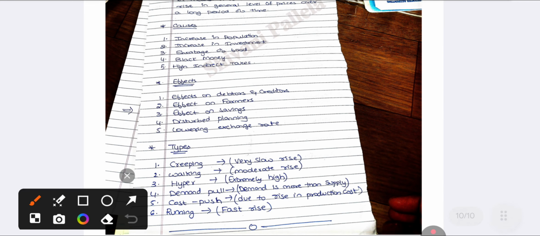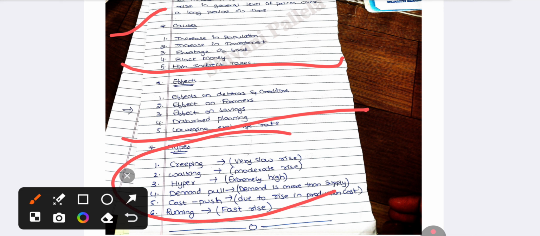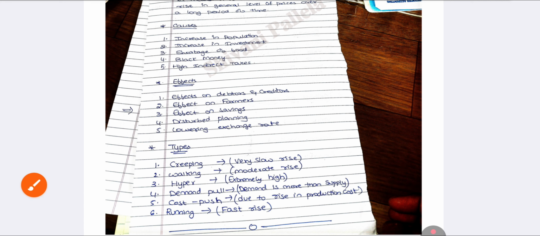Inflation: what is meant by inflation, what are the causes, what are the effects, and what are the types of inflation: creeping, walking, hyper, demand pull, cost push and running. These are the top 6 types of inflation. Got it? So whatever notes I am saying in this video, understand this type of notes and write this type of points in your examination. These questions are more than enough for your examination.